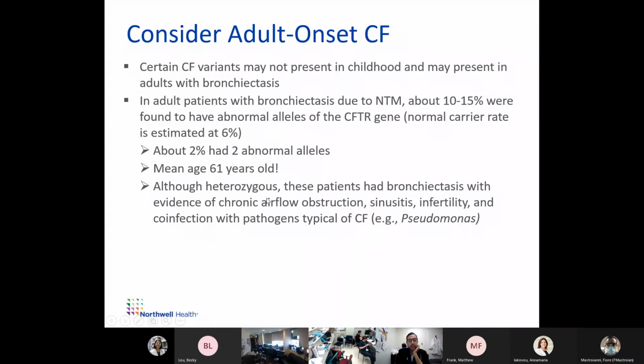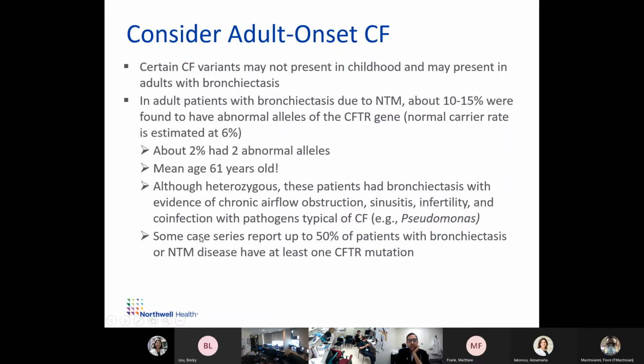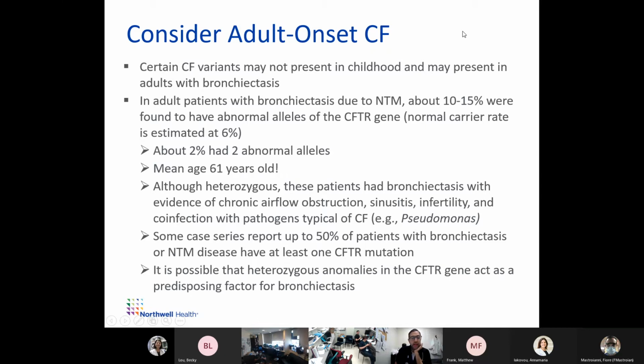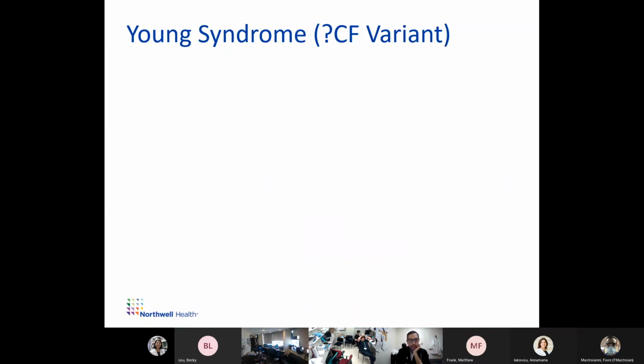Like we said, a lot of these patients, although heterozygous, had classic features of cystic fibrosis, including the airflow obstruction, the sinusitis, the infertility, and infection with typical pathogens. Some case reports report up to 50% of patients with bronchiectasis or non-tuberculous mycobacteria have at least one CFTR mutation. I think it's important to understand that we don't know, but there is a theory or a possibility that heterozygous anomalies in the CFTR gene can act as a predisposing factor for bronchiectasis.